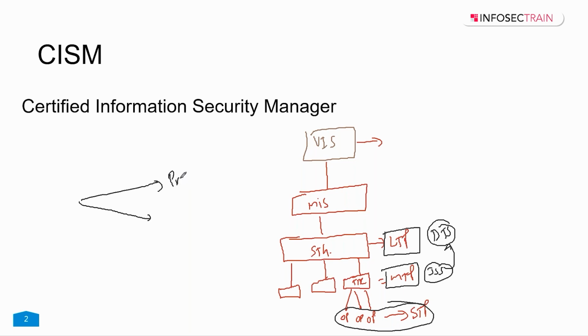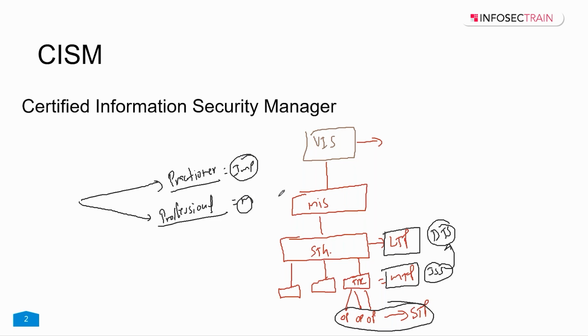So when we talk about the organization, we have two things. One is called a practitioner and one is called a professional. A practitioner is the one who implements, and a professional is the one who manages.